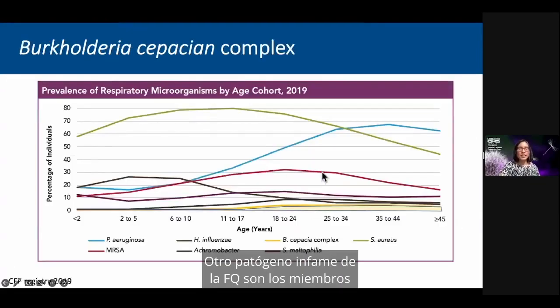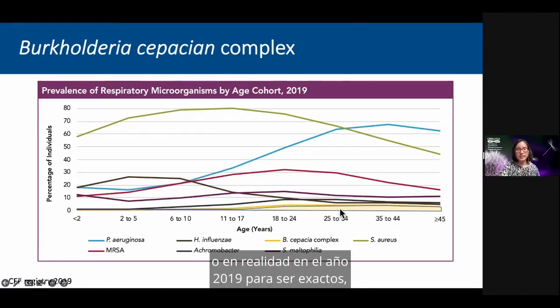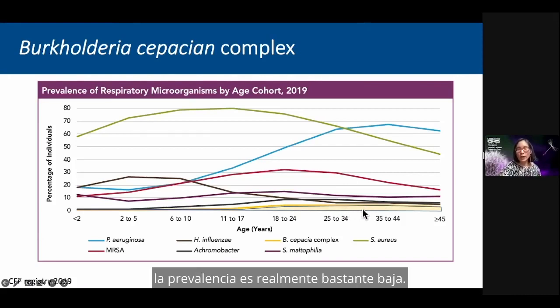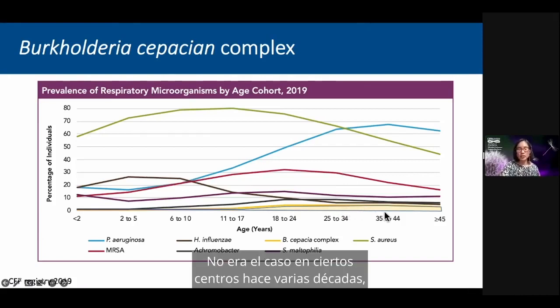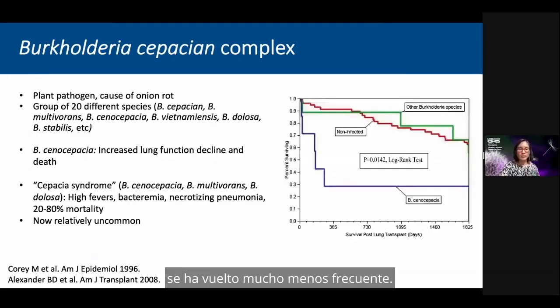Another infamous CF pathogen are those members of the Burkholderia cepacia complex. And so here, if you look at the bottom line, it's the yellow line here. Thankfully, now in 2022, or actually here, 2019 to be exact, the prevalence is really quite low. It was not the case in certain centers several decades ago, but because of much stricter infection control and social practices, Burkholderia has become much less prevalent.